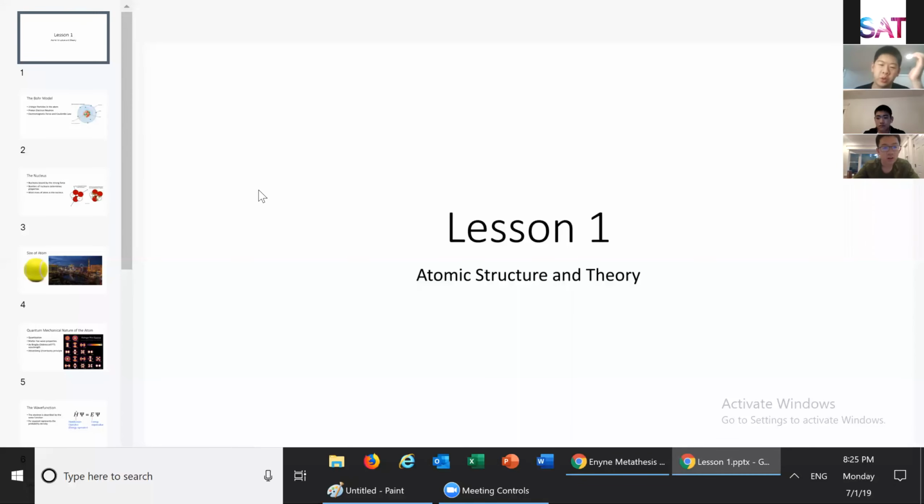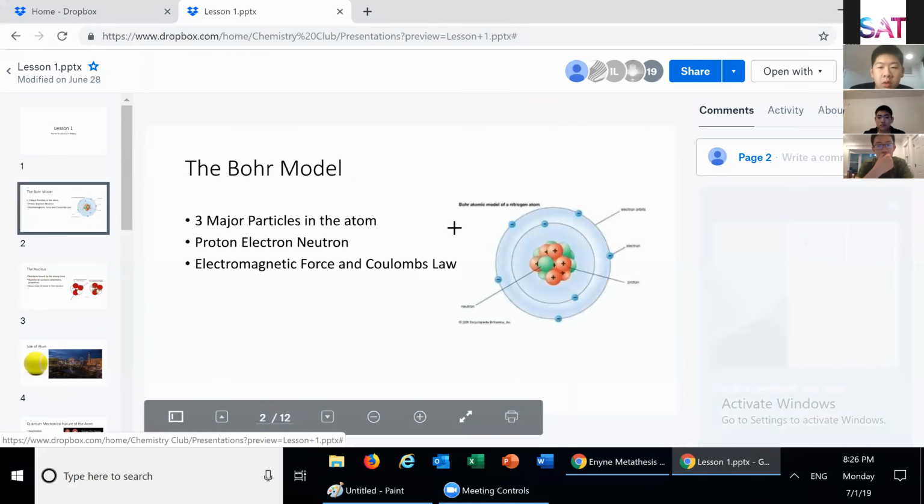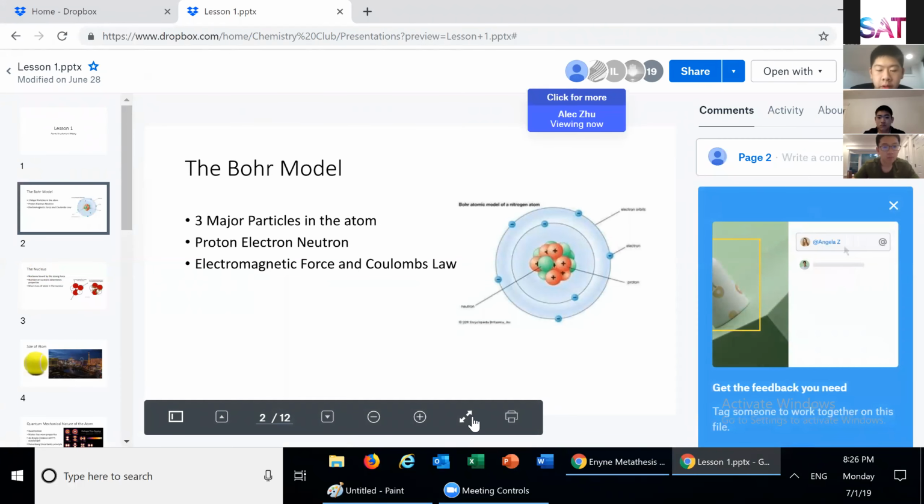As you might have noticed, we're going to be talking about the structure of the atom and a little bit of the theory. A little bit more of the theory behind the atom so that we can justify some physical observations about the atom. So let's talk about the Bohr model.